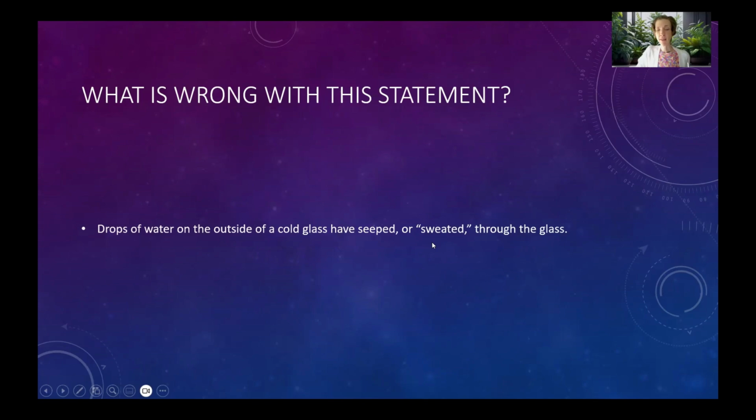Drops of water on the outside of a cold glass have seeped or sweated through the glass. So what's wrong with this statement? Instead, we want to say the drops of water have condensed from water vapor in the air that came into contact with the cold glass.